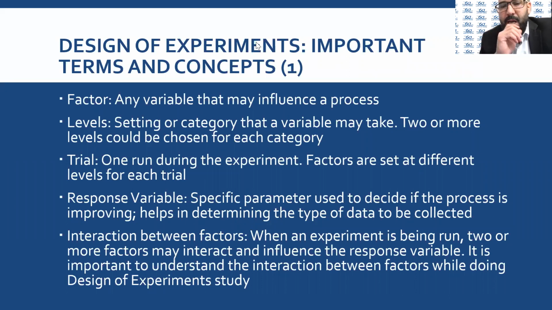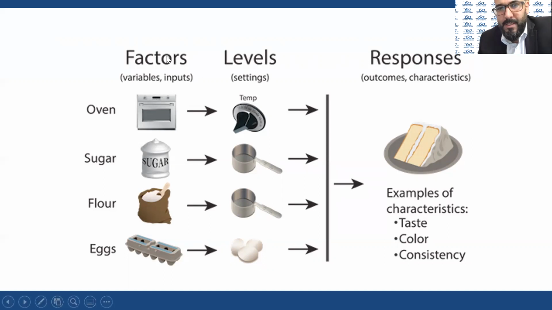These are really important concepts because when we talk about design of experiments, we use these. The factor. What is the factor? Any variable that may influence a process. Factor is the input. Again, let's take a look here. These are the inputs: the oven, the sugar, the flour, the eggs.